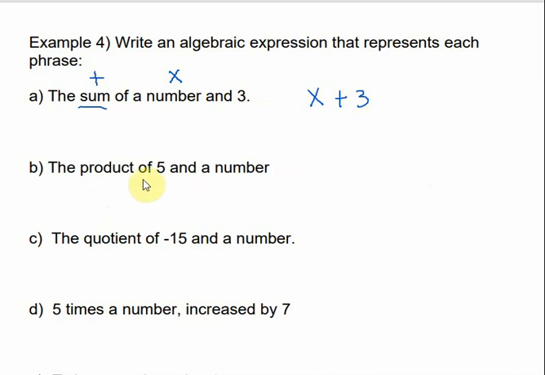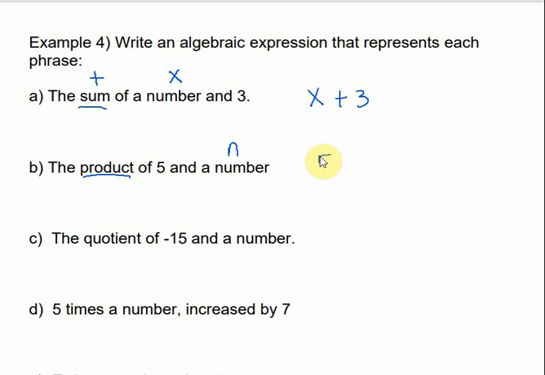All right, the product of 5 and a number. Okay, so again, we need a variable to represent the number that we don't know. It doesn't matter what we use. Just to make it a little different, I'm going to use n instead of an x, okay? So the product, what does that mean? It means multiply.